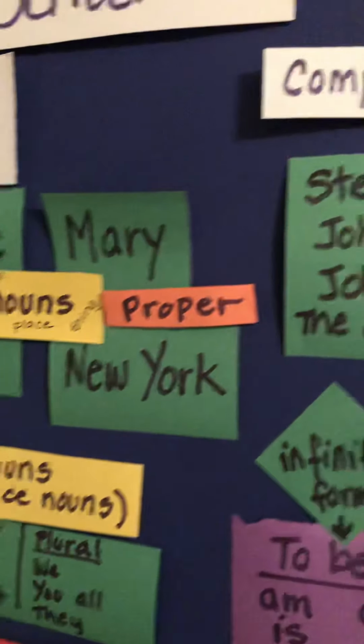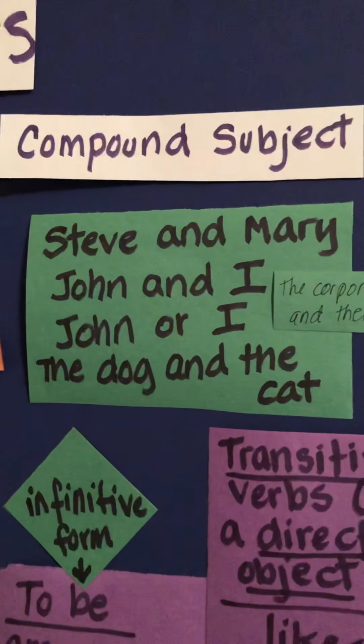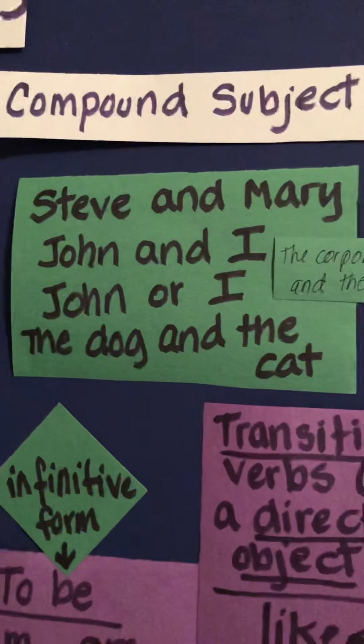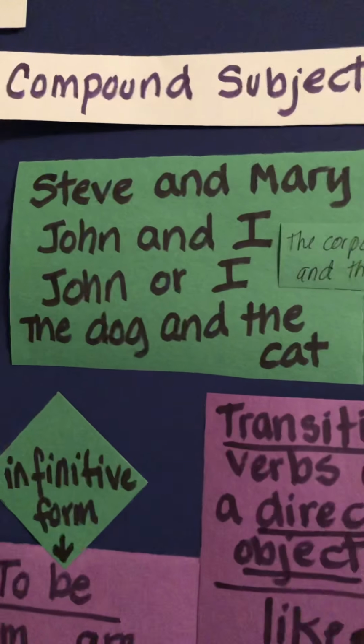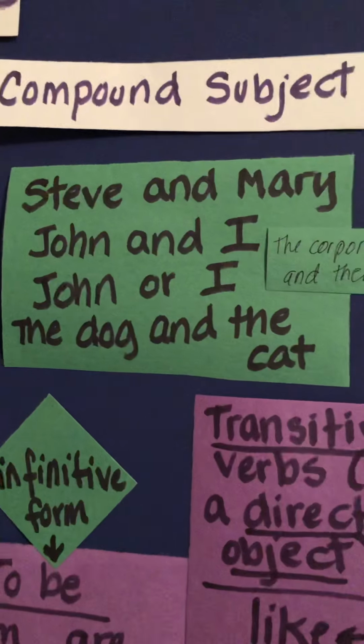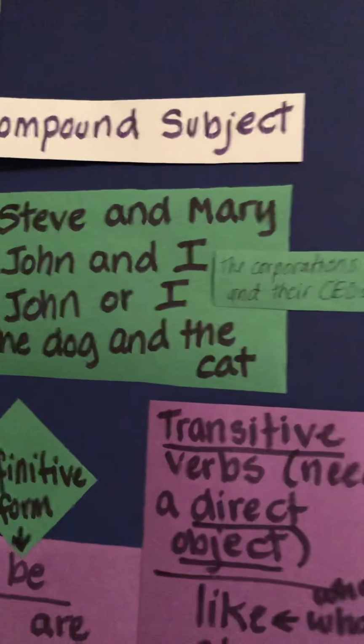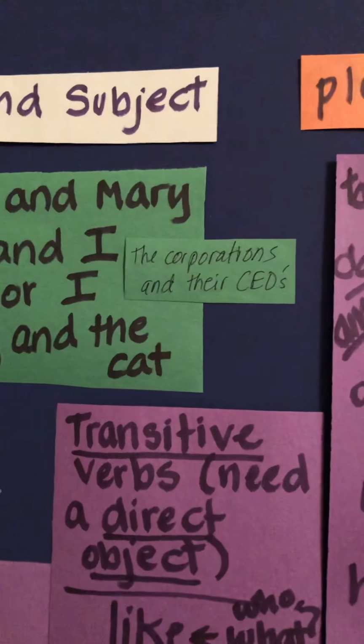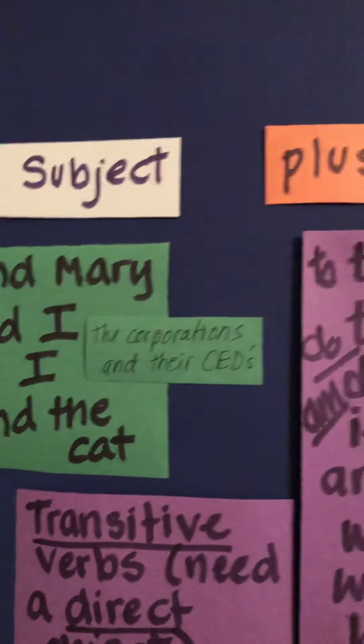Now, let's look at our compound subjects. Compound subjects are nothing else but two or more subjects. Steve and Mary, John and I, John or I, the dog and the cat, the corporations and their CEOs, just to give you a little different example.